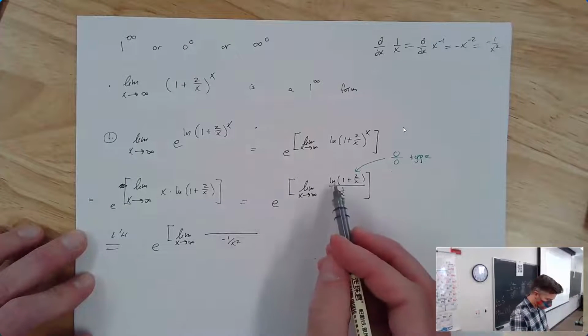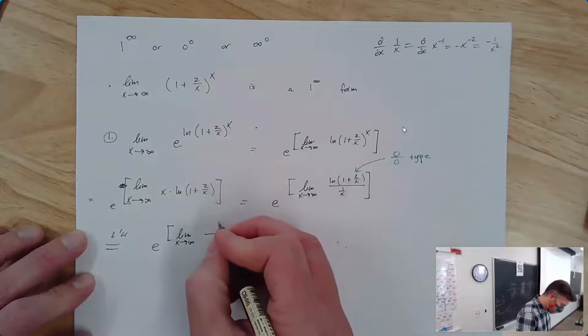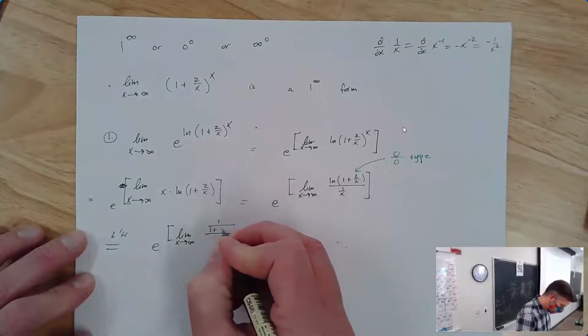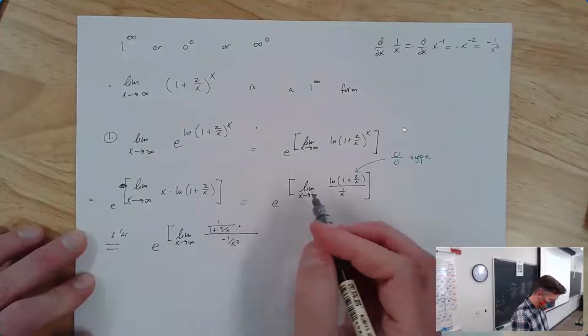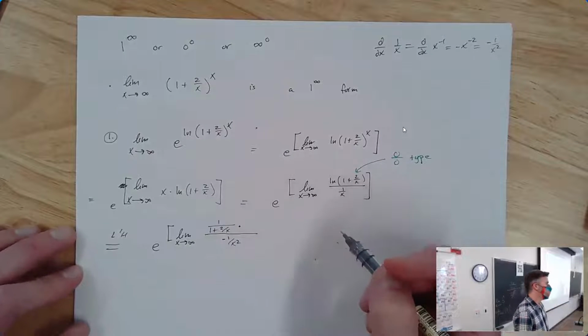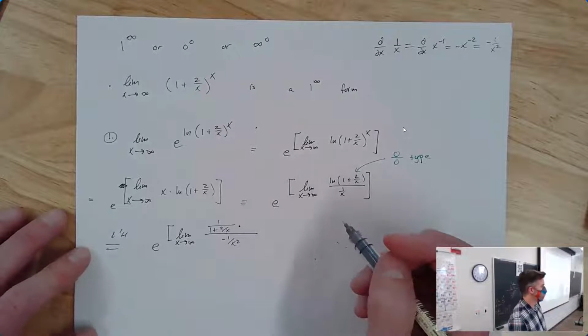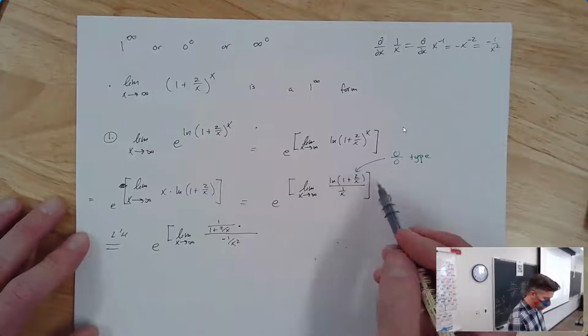And the derivative of the natural log of some stuff is 1 over the stuff times the derivative of the stuff. If the derivative of 1 over x is negative 1 over x squared, what's the derivative of 2 over x?